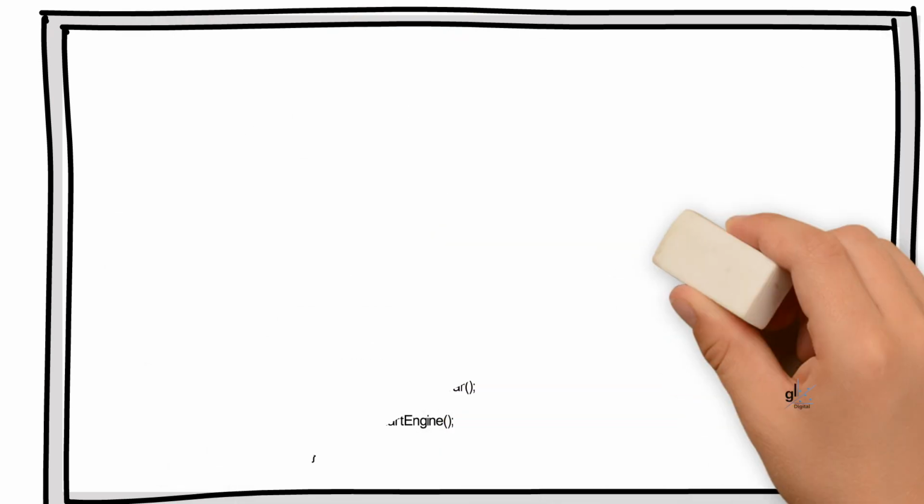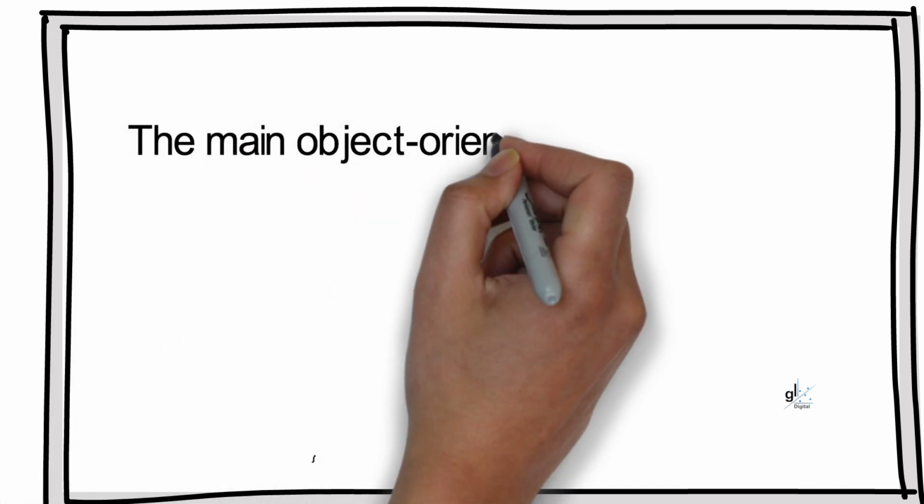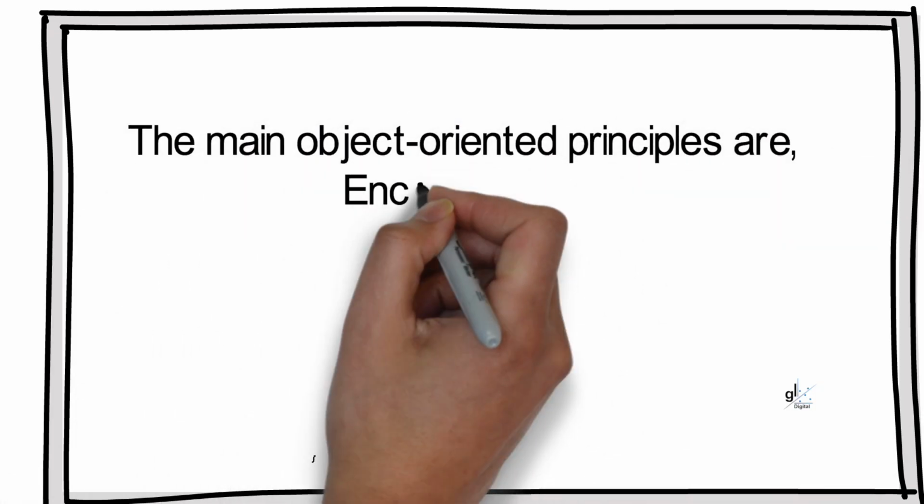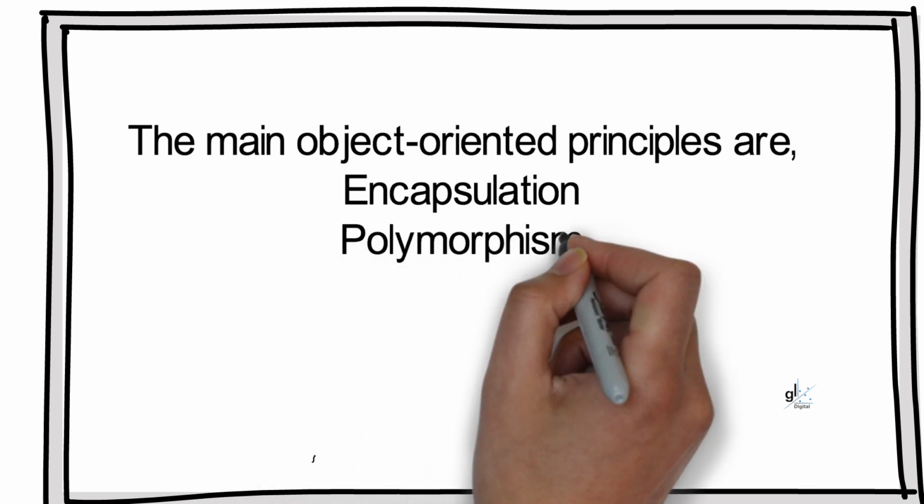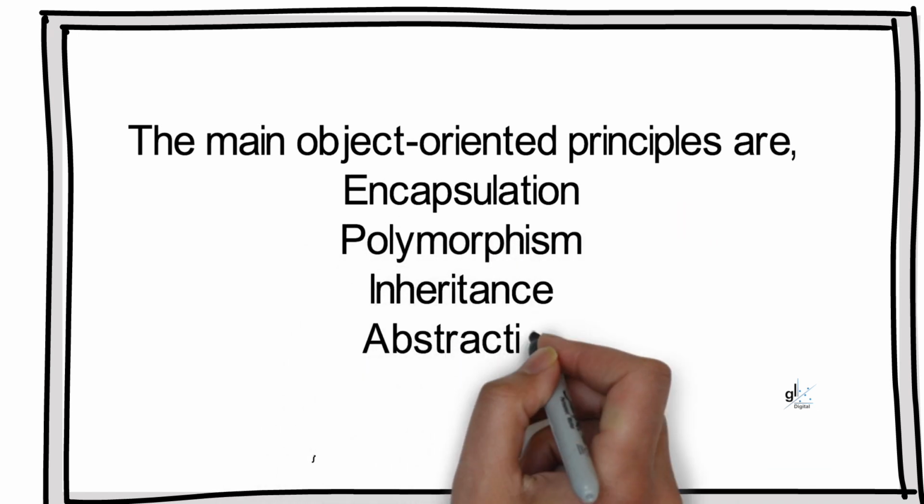The main object-oriented principles are encapsulation, polymorphism, and inheritance. The principle of abstraction can also be included. We are going to focus on just one of these principles in this tutorial, namely encapsulation.